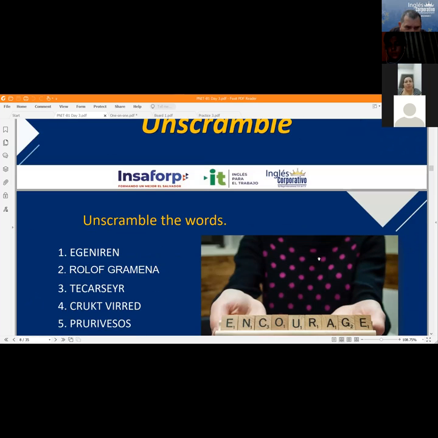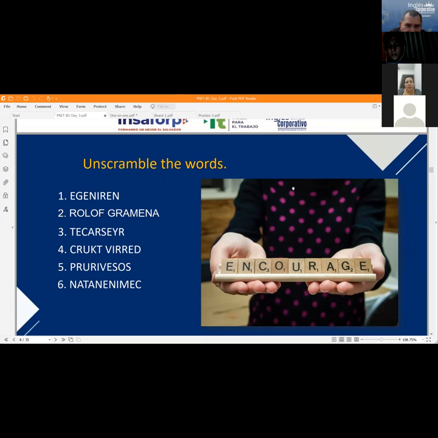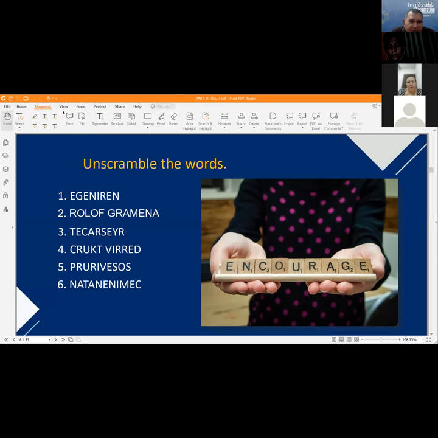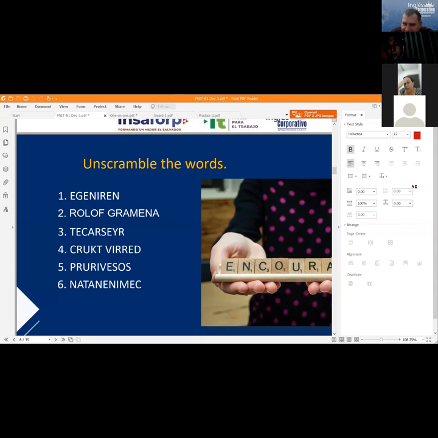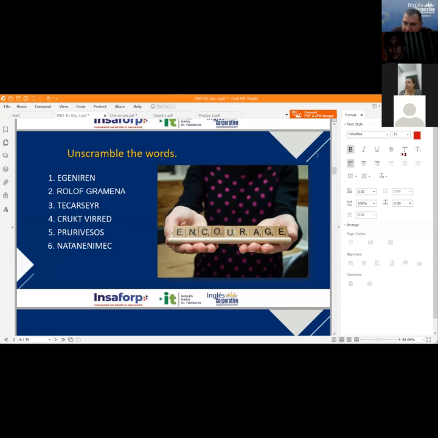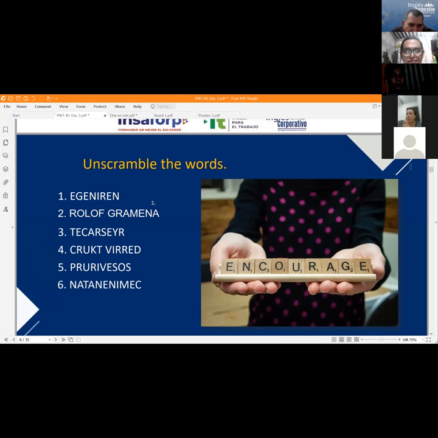Let's begin. Unscramble the words. Let's see. What word is this one? ¿Qué palabra es esta? What word is it? Engineer. Let's put engineer. Excellent. That's nice.